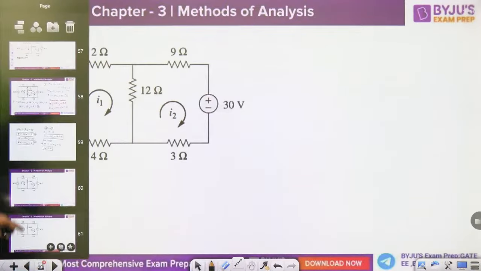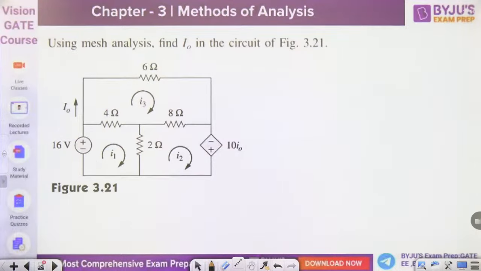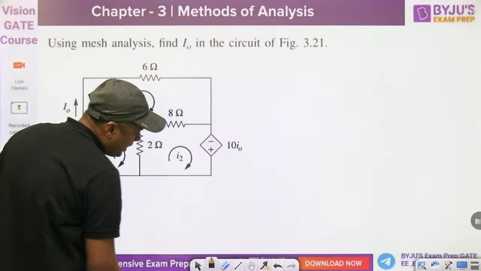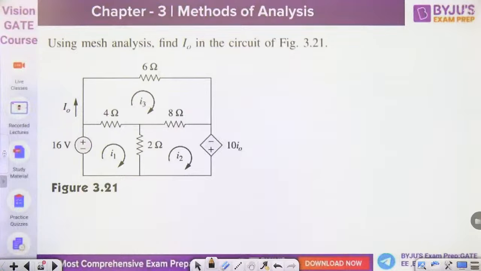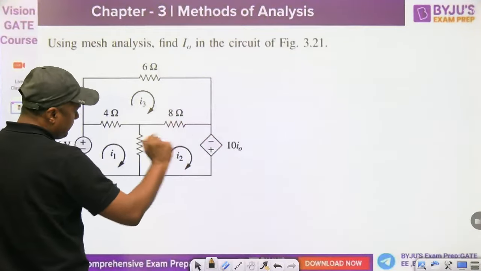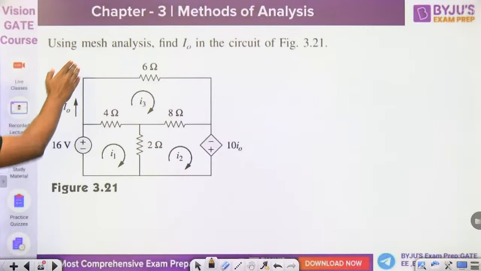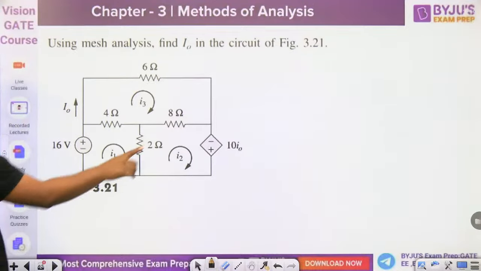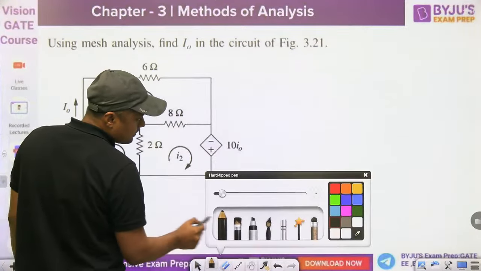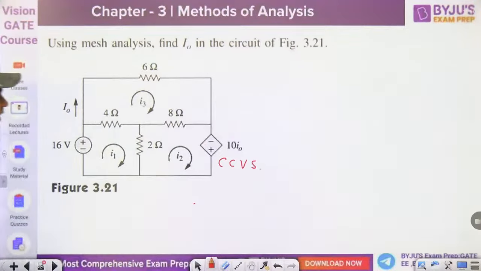Next question, watch this. This is the question with dependent sources. Students are worried about dependent sources, but don't think about this. It is simple mesh analysis. Using mesh analysis, find I naught. Here I naught is the branch current, and on this branch there is a current controlled voltage source. You have to find I naught.